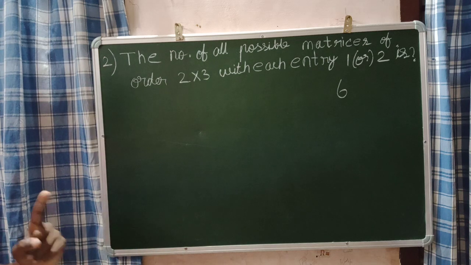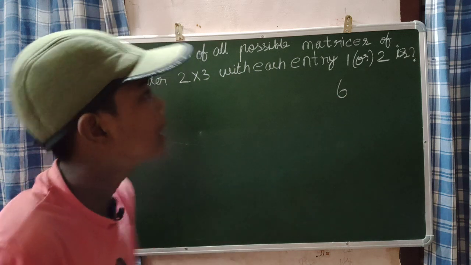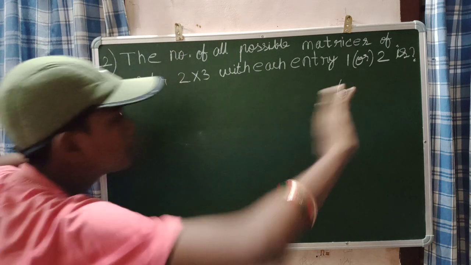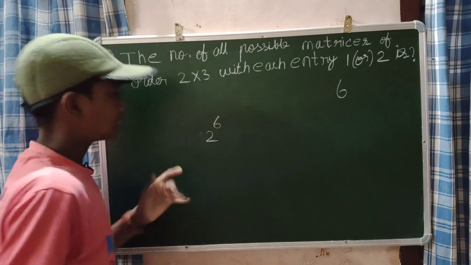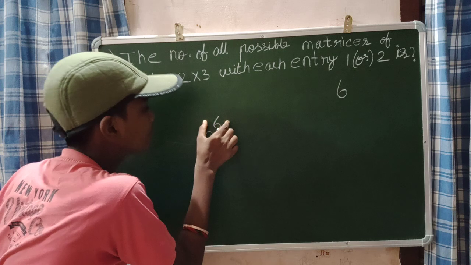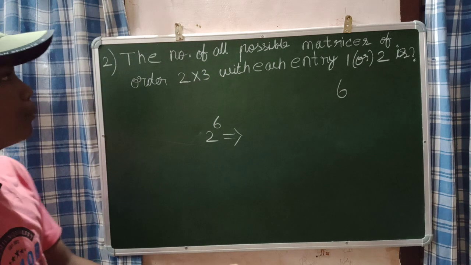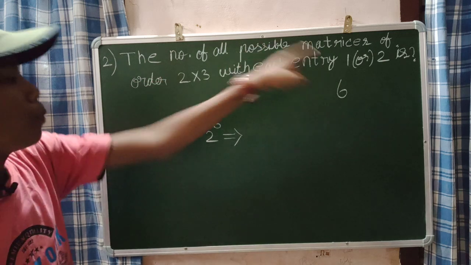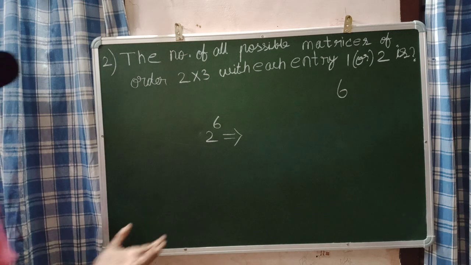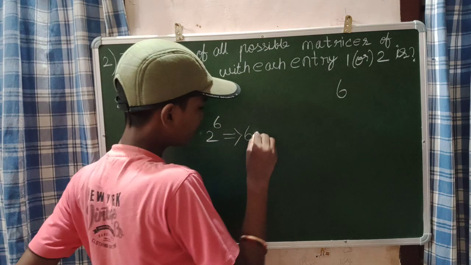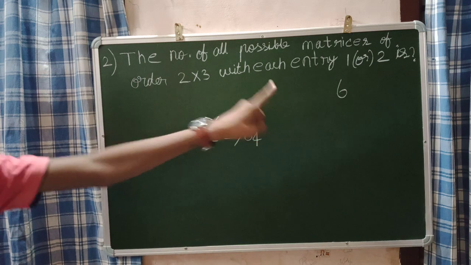So what you need to do is listen carefully. We know that the total number of elements is 6. In order to find the total number of all possible matrices, you just need to find 2 to the power of 6, which is nothing but 2 to the power of the number of elements. What will be this value? Just find out the value and you will know the number of all possible matrices. 2 cube will be 8, so 2 to the power of 6 will be 64, because 8 into 8 is 64, right? So 64 is nothing but your total number of all possible matrices.